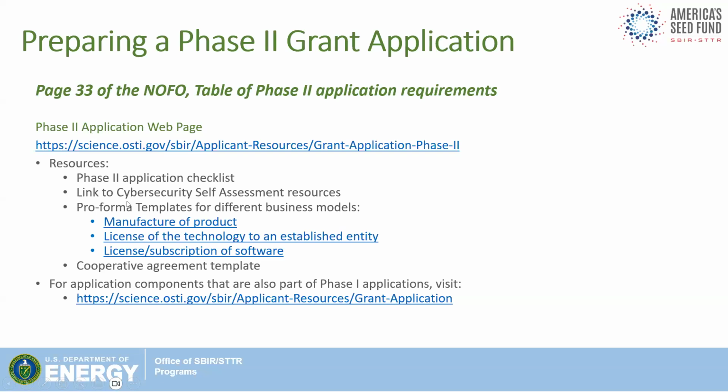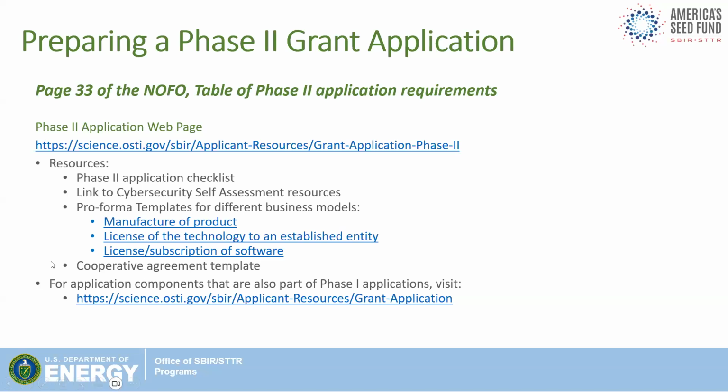That page also has a link to the cybersecurity self-assessment resources, because a cybersecurity self-assessment is required as part of a Phase 2 application. That is something that was implemented only just last year in fiscal year 24. So this may be your first time completing this requirement. Here are the links to the pro forma templates that I was just speaking about. There are 3, depending on the business model that you are using. And in the event that you are going to be working your proposed grant as a cooperative agreement, there's a template there as well.